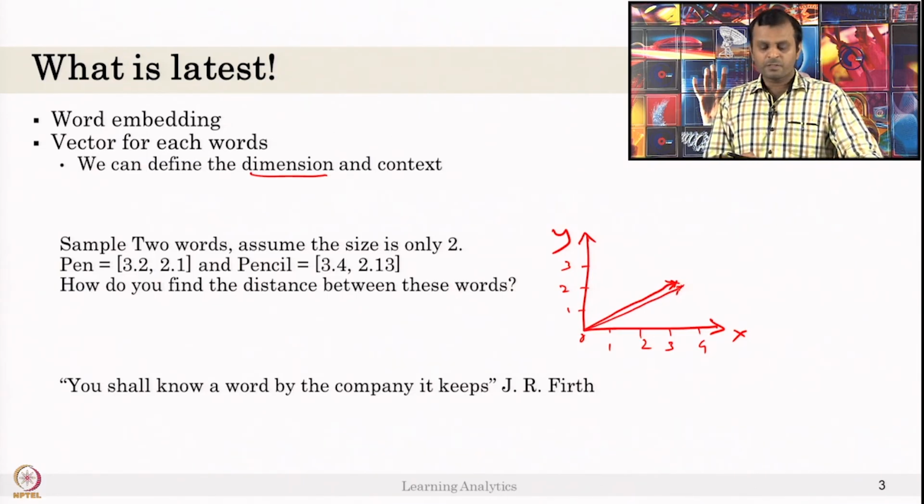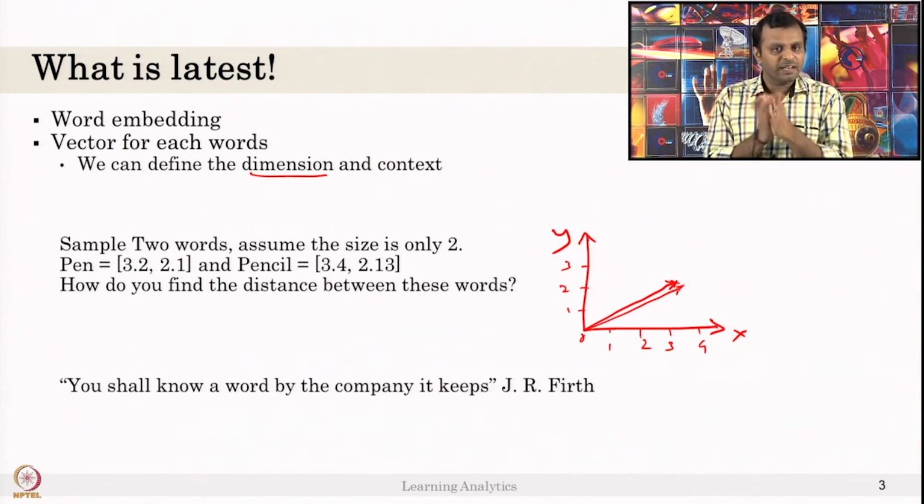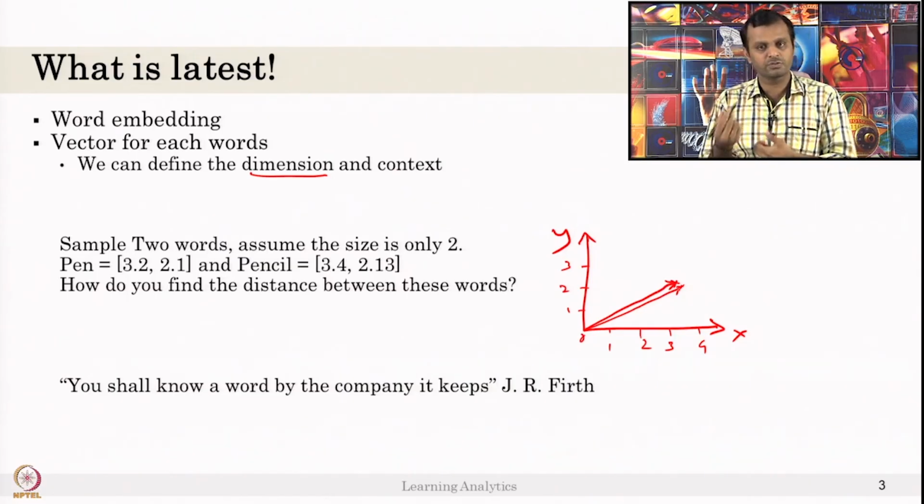Now, how closely are pen and pencil related? Maybe pen and pencil are stationery, right? They are part of a geometry box, or part of stationery that people use in schools and everything. So these words might be occurring together too much in a given content or article. That is why they all come together. Now, pen and pencil are very close to each other. Can you tell the distance between pen and pencil?